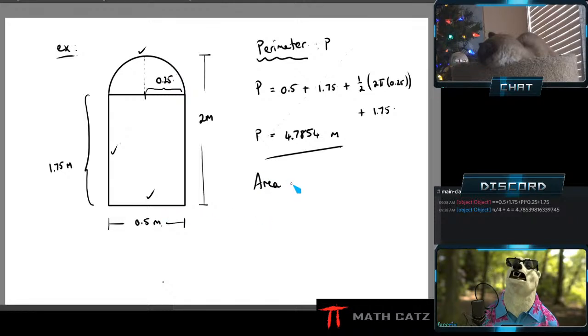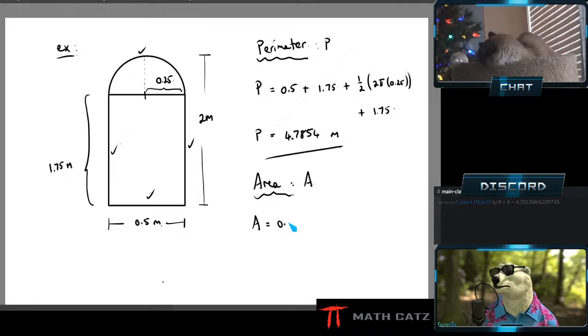Now let's look at area. Let's call the area A. So now it's a little bit simpler, I suppose. We just want to calculate the area of the rectangle, area of the half circle, and add them together. The area of the rectangle will be the product of the length and width dimensions. Area of the circle, well, it's only half a circle, so a half times the area of a circle, pi r squared.